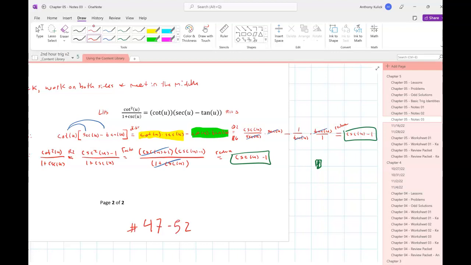For tomorrow, work on 47 through 52. I'm going to call on some people to write some answers on the board tomorrow for these, and we're going to look at what people did, give some individual and group feedback on what you did. So make sure you try to do some of these. And when I say tomorrow, I mean next class, not really tomorrow. Make sure you spend some time working on this, because you could be one of the randomly called people.